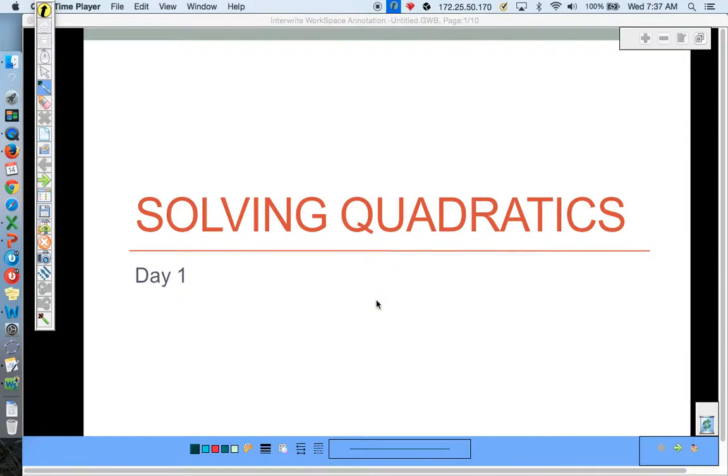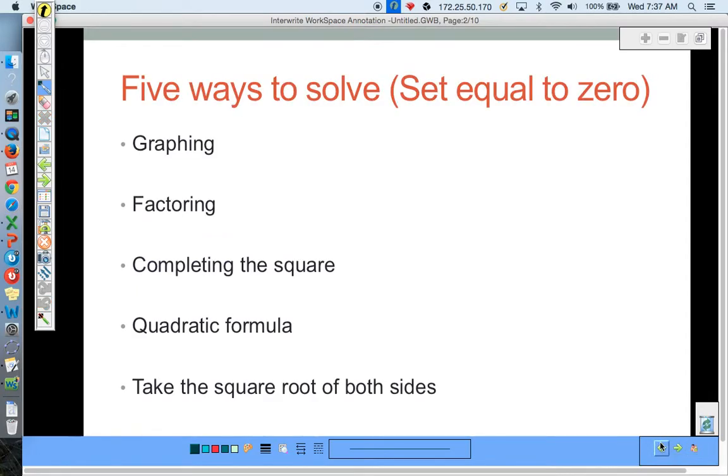Today we're going to take a look at our first day of our quadratics chapter, and we're going to look at how to solve quadratics. There are a total of 5 different ways that we're going to look at. And again, when we're solving them, we're looking for where it crosses the x-axis. Sometimes it might be twice, sometimes only once, and other times it might not solve at all. So one way you can solve is by graphing, by just taking a look at the picture.